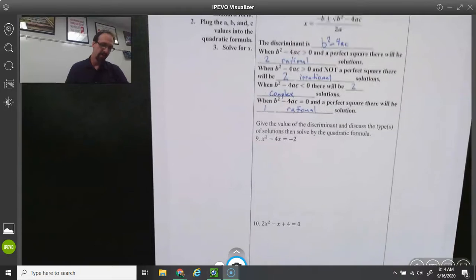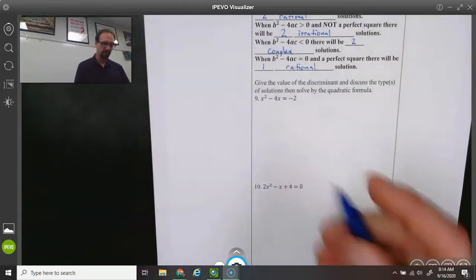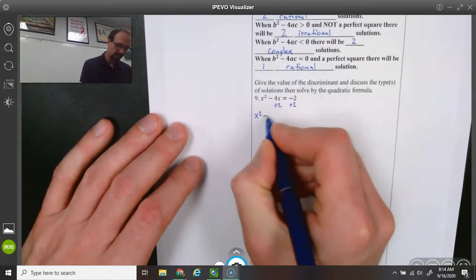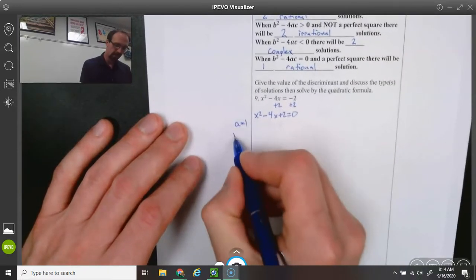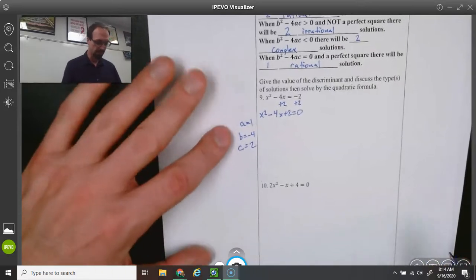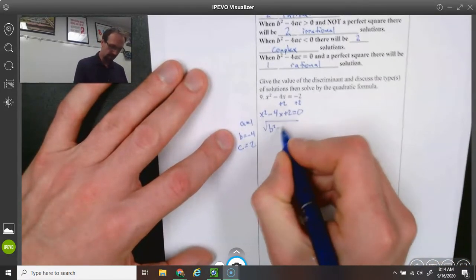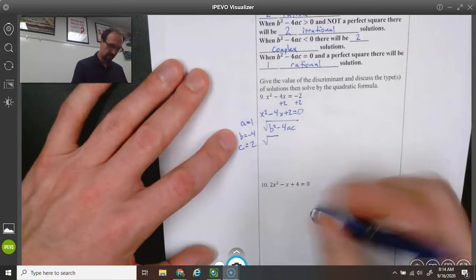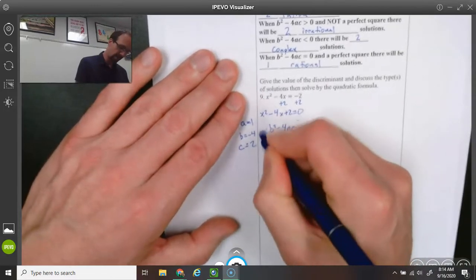So give the value of the discriminant and discuss the types of solutions, then solve by the quadratic formula. First we need to put this in standard form, so I'm going to add 2 on both sides. So I have x squared minus 4x plus 2 equals 0. So a is 1, b is negative 4, and c is 2. Now knowing that, my discriminant, if I plug that in, is just the b squared minus 4ac part, not the square root. My apologies.